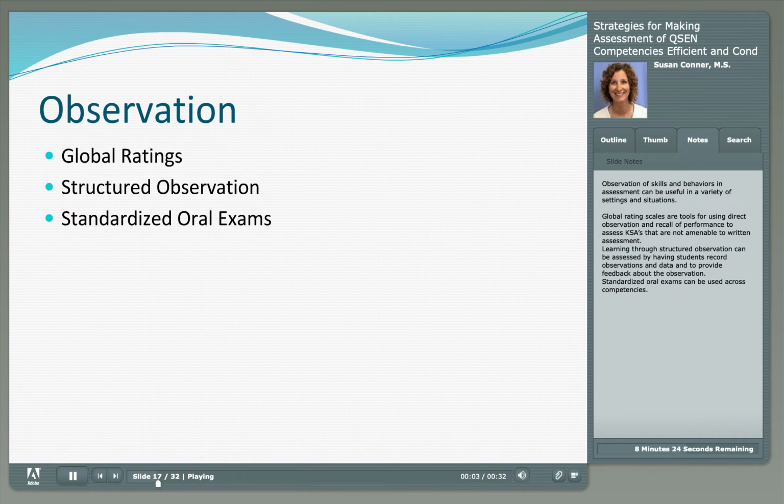Observation of skills and behaviors in assessment can be useful in a variety of settings and situations. Global rating scales are tools for using direct observation and recall of performance to assess KSAs that are not amenable to written assessment. Learning through structured observation can be assessed by having students record observations and data and provide feedback about the observation. Standardized oral exams can be used across competencies.